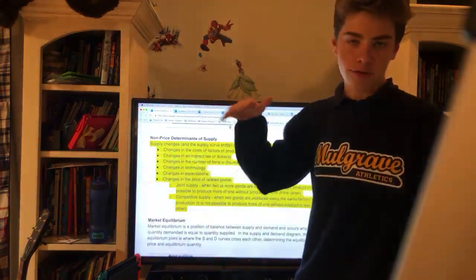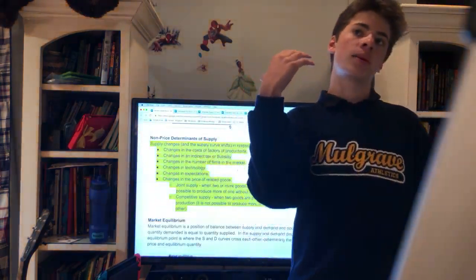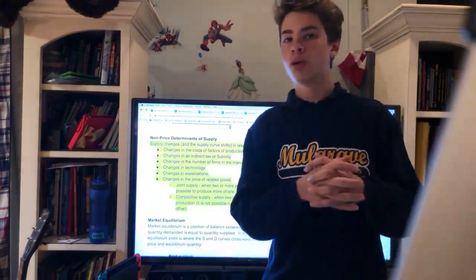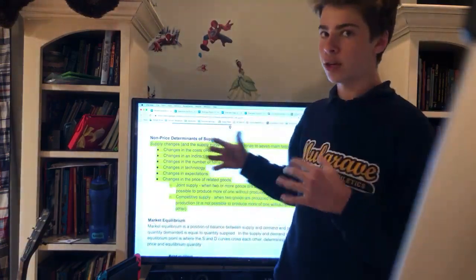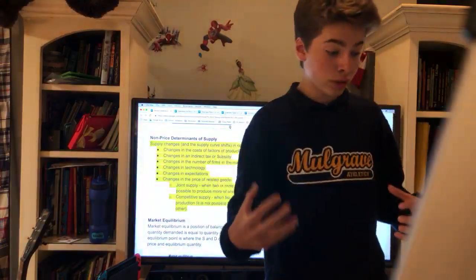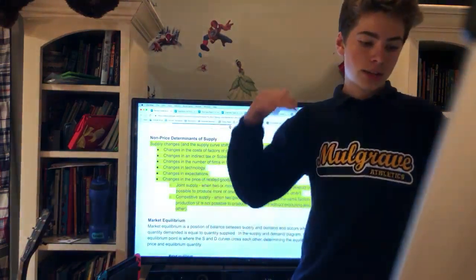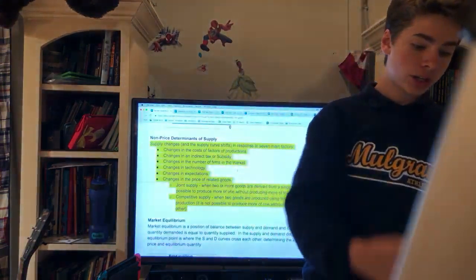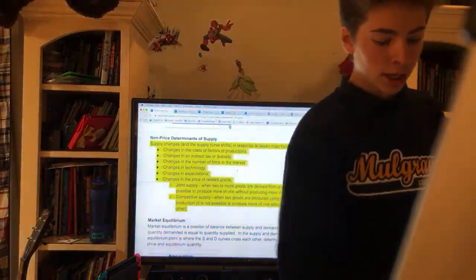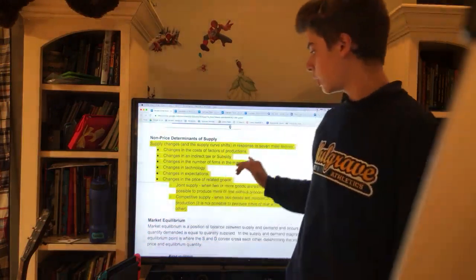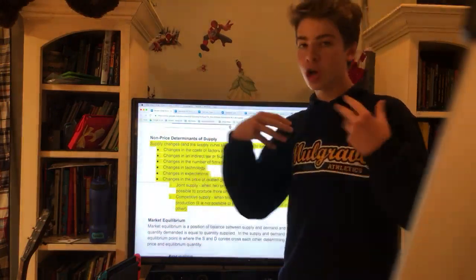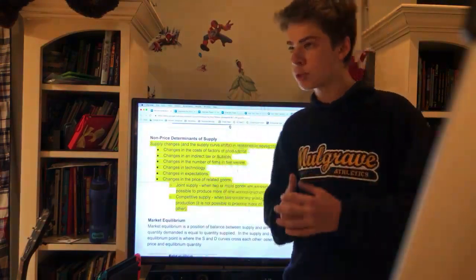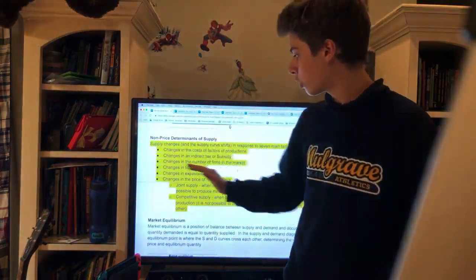Changes in cost factors of production. Basically, a supply shock, meaning that if something was to destroy the factors of production or make it extremely hard and rare to get this stuff, the price would increase for whatever good is being supplied right here. An indirect tax or subsidy, basically the government would pay people not to buy this or would pay the firm to make more of it. That would shift the supply curve.